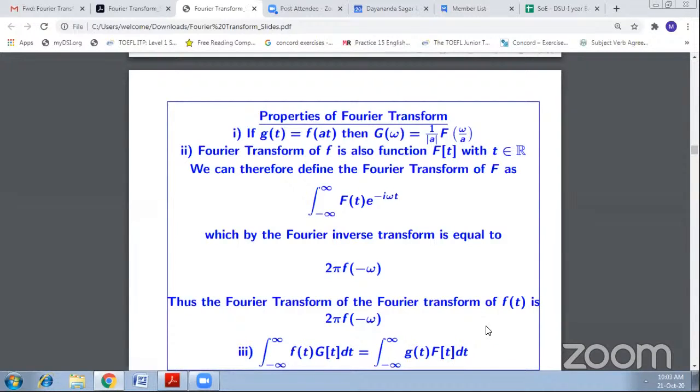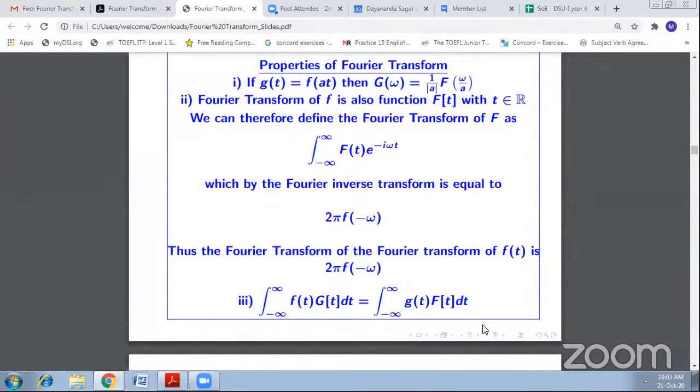So the important conclusion is the Fourier transform of the Fourier transform is 2 pi times the original function with a minus sign attached to it. Therefore, if you do it again, the Fourier transform of the Fourier transform of the Fourier transform of the Fourier transform, 4 times, you will come back to the original function with a 4 pi squared factor. And that tells you a lot about the eigenvalues and the eigenvectors of the Fourier transform operator.